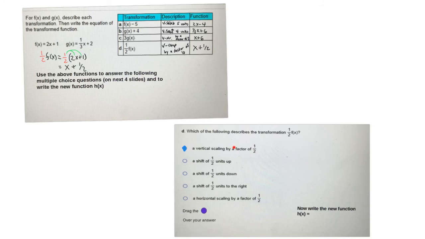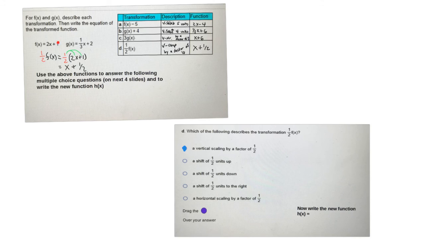And the next one is clearly wrong. It's not a shift 1/2 units up. It's not a shift 1/2 units down. It's not a shift 1/2 units to the right either. In fact, that would be a horizontal shift, and we haven't even gone there. And this is a horizontal scaling, so nothing in any of this has anything to do with horizontal anything. Which actually makes me wonder if the teacher has even gone over horizontal transformations with my student at home. There's a chance my teacher has not even gone over horizontal transformations.